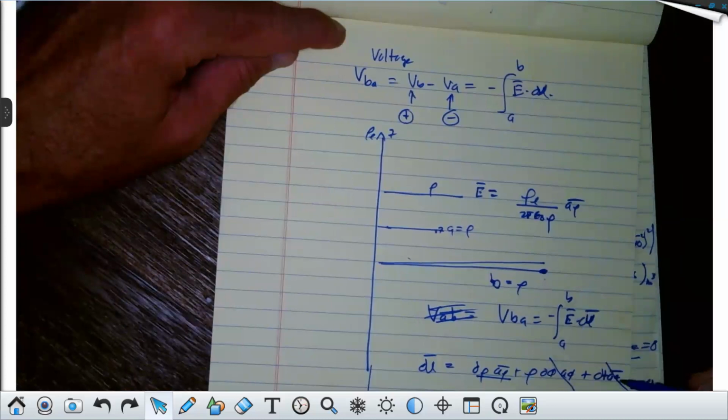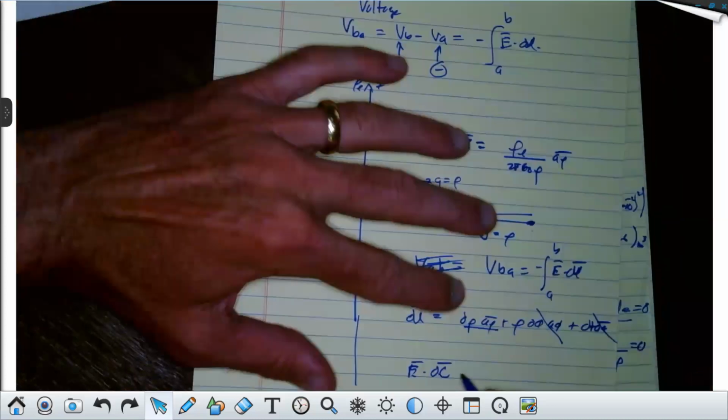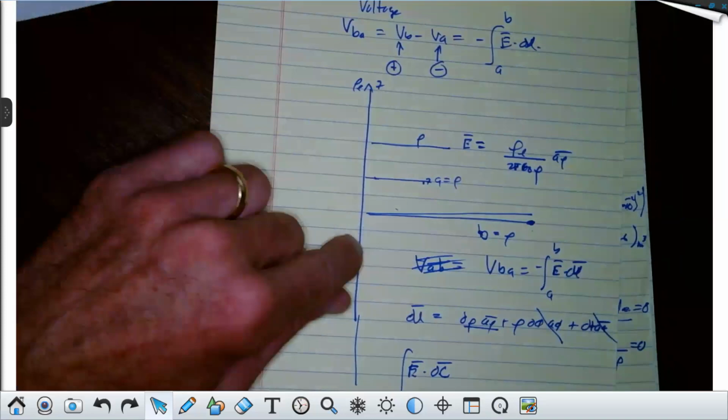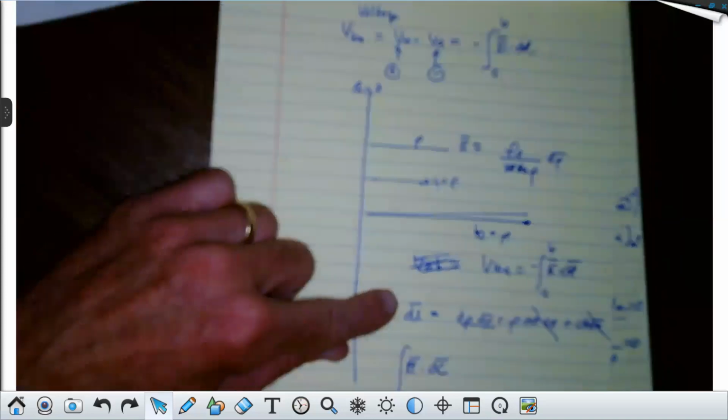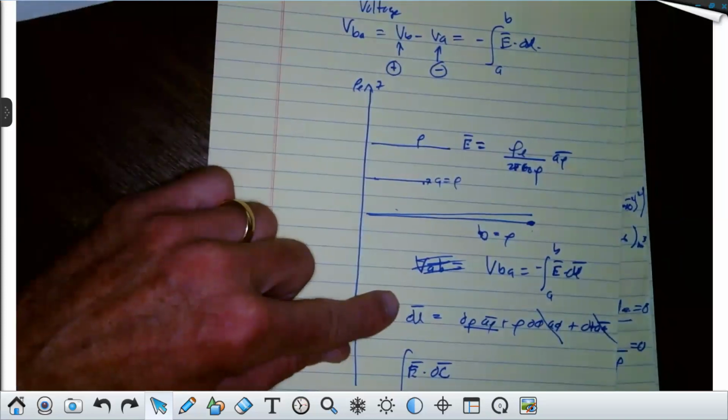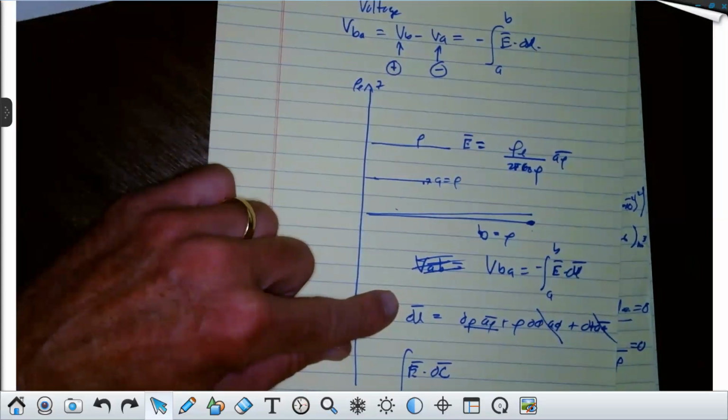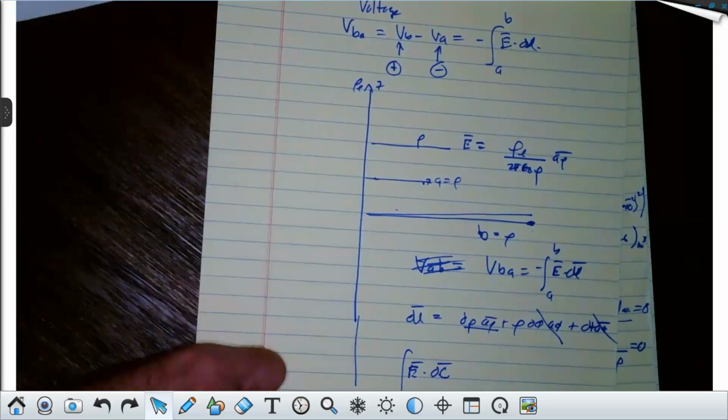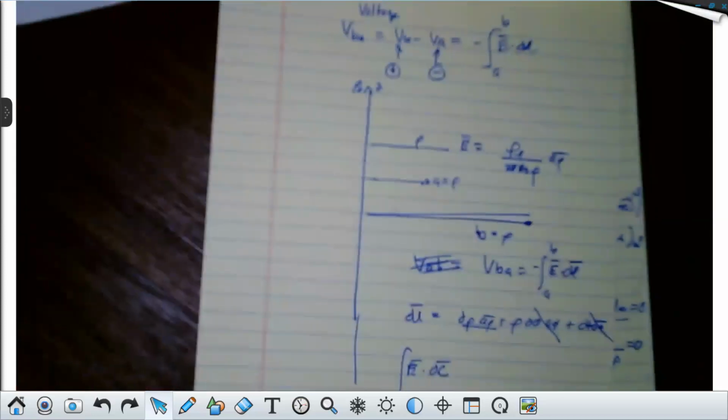So the integral of E dot dl, I'll make it down here when I put V BA is equal to minus the integral of E dot dl will only be equal to rho L over 2 pi epsilon naught rho, and then it would be just d rho. There is no d phi or dz. And the integration goes from A to B, right? It always goes from the lower limit to the upper limit.